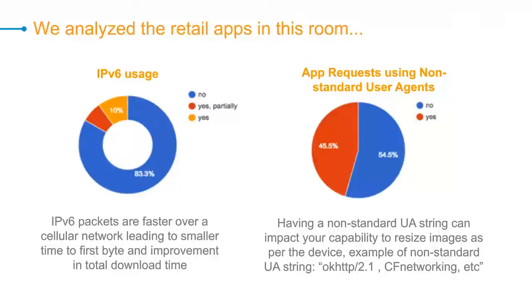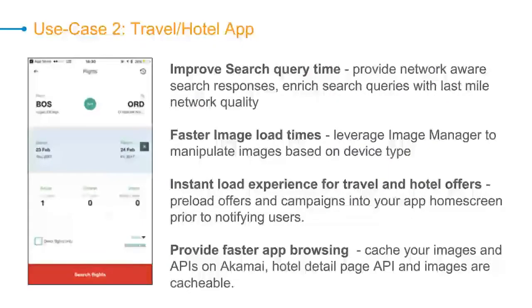So let's look at the next use case. The next one is travel and hotel apps. We have a lot of customers come to us and ask how to optimize a travel and hotel app. One of the key things they call out is that search query times are really high. On average, we have seen anywhere from 3 to 5 seconds, and a huge number of apps are actually beyond 10 seconds.